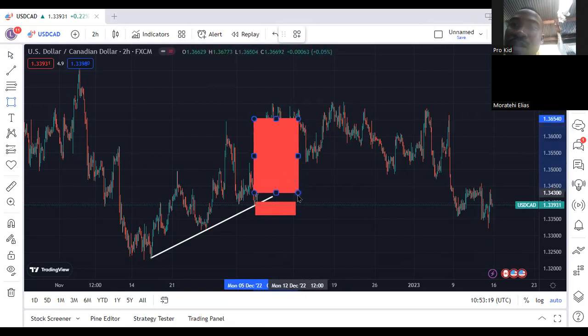Using the left hand side, this is where you're going to take the profit check.